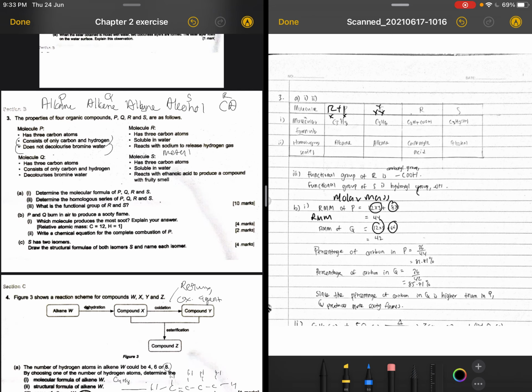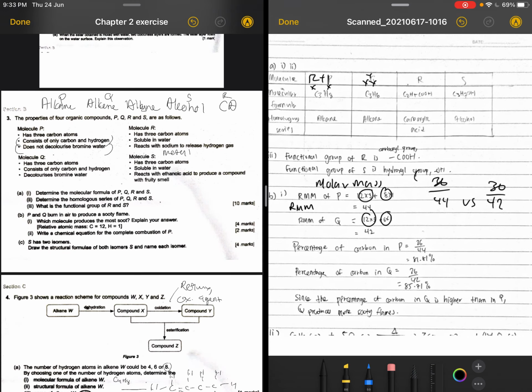Times and then plus. So that's 12 times 3, 8 plus 8, 12 times 3 plus 6. So the RMM of propane is 44 and the RMM of propene is 42. So the total RMM is 44 and 42. How about carbon only? Carbon only is 3 times 12, so it's 36. So 36 and 36. Of course you have to write it in a more organized method.